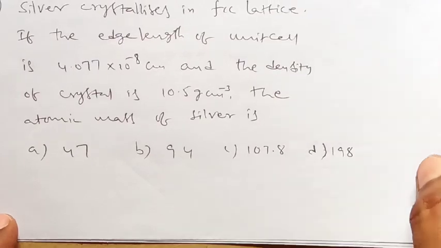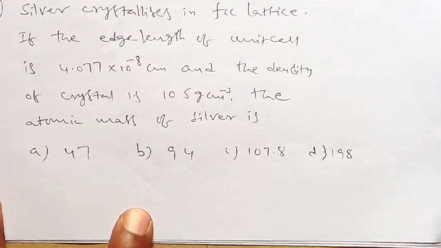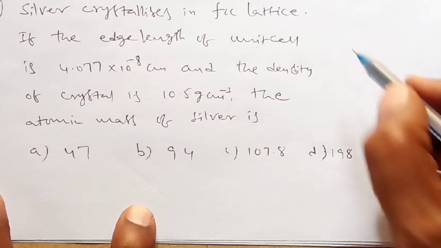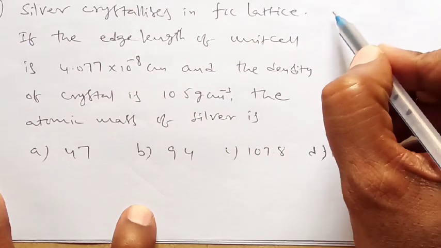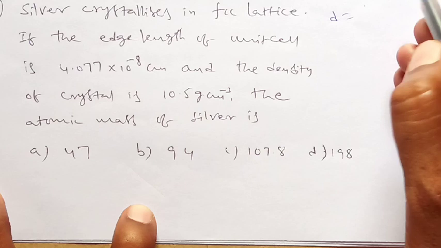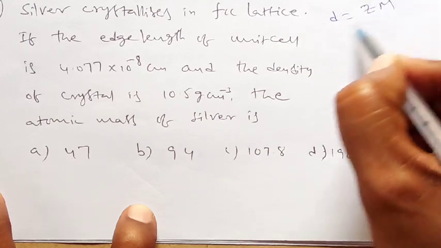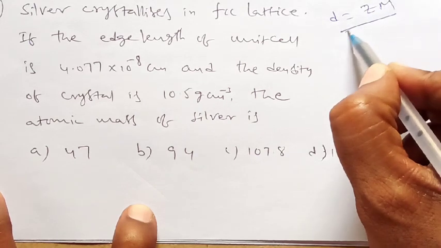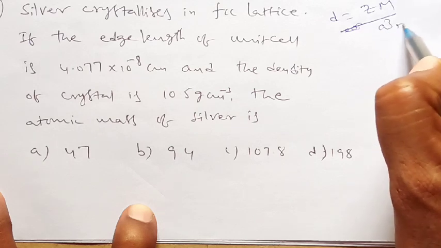So silver crystallizes in FCC lattice. If the edge length of the unit cell is 4.077 × 10^-8 centimeters and the density of the crystal is 10.5 gram per centimeter cube, then the atomic mass of the silver is. Now here what they asked, M value they asked, same formula. So D equal to ZM by a^3 N, same formula.